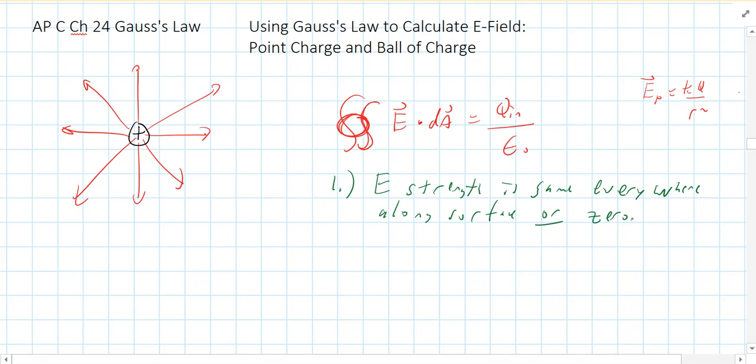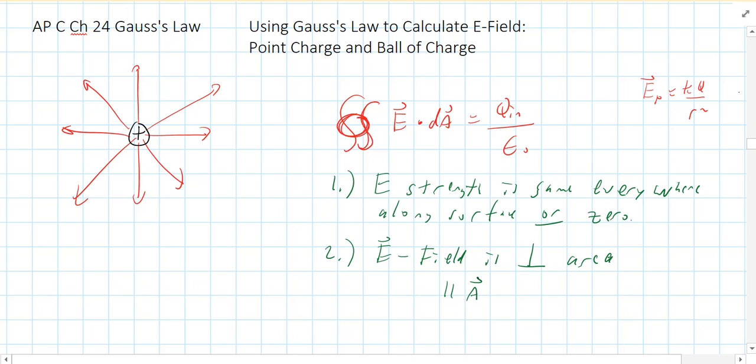Okay, and then we're going to do a whole bunch of examples, and in those examples we're going to try to pick Gaussian shapes where the electric field strength is the same everywhere or the electric field strength is zero. And the second property of a good Gaussian surface is that the electric field is perpendicular to the area at all points, or parallel to the area vector at all points.